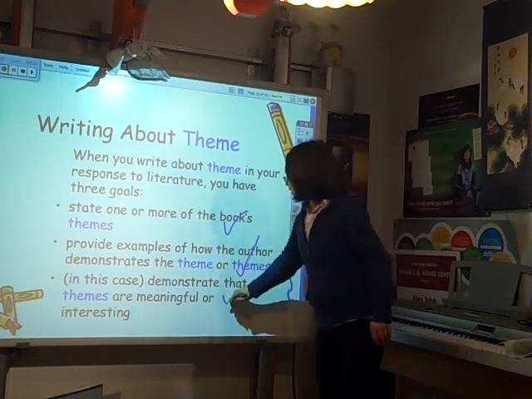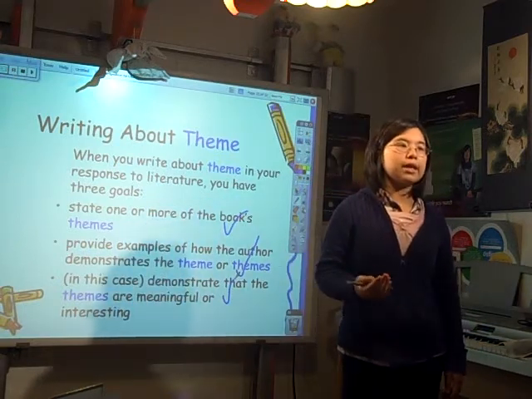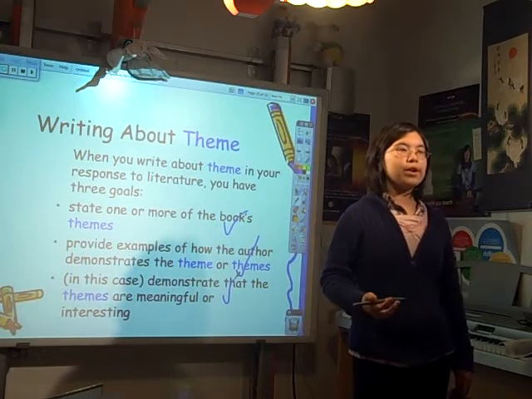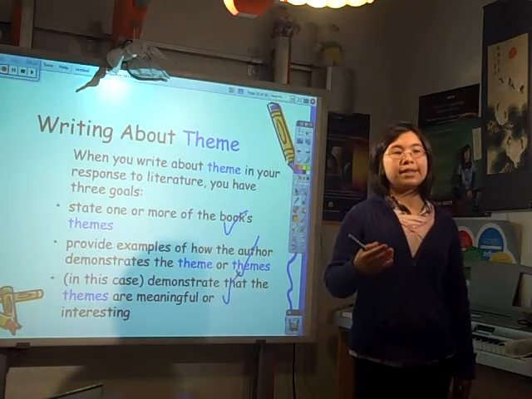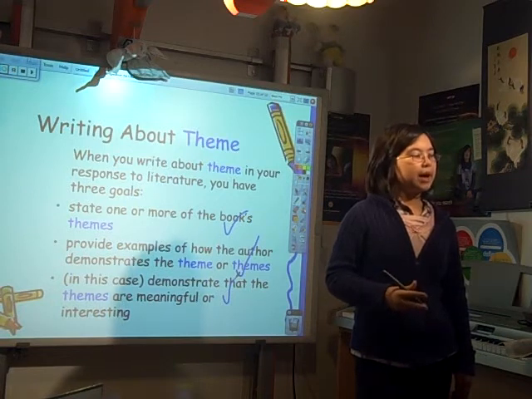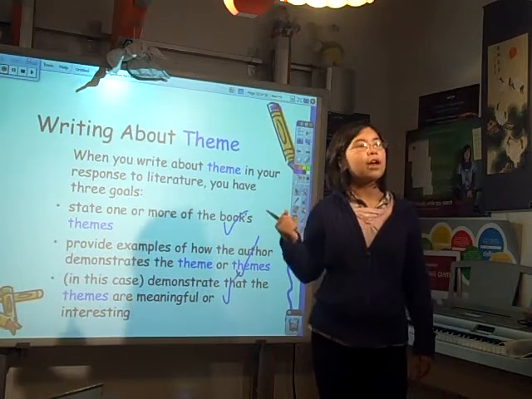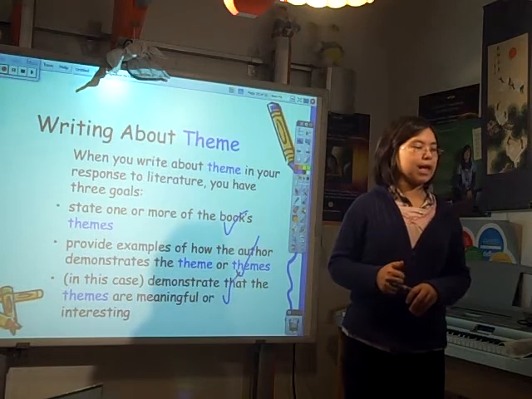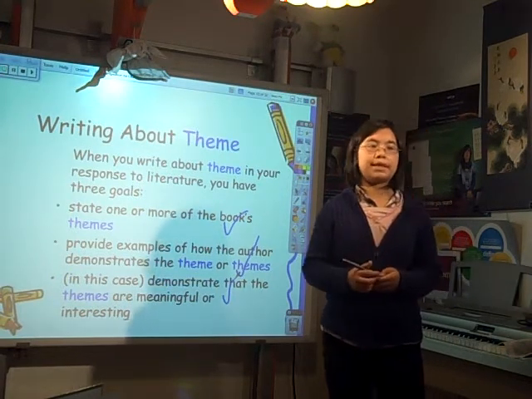So definitely start out, think of a theme from your book. Most books with people involved might have a theme like the importance of friendship, or the importance of loyalty. Harry Potter has Hermione and Ron, who are his very good friends, and so that obviously ties into the importance of loyalty and friendship, but there are also lots of other themes in it. So you might want to think of one or two of the biggest themes, provide examples of how the story demonstrates the theme or themes, and then demonstrate that the themes are meaningful or interesting, maybe what you learned from the theme.